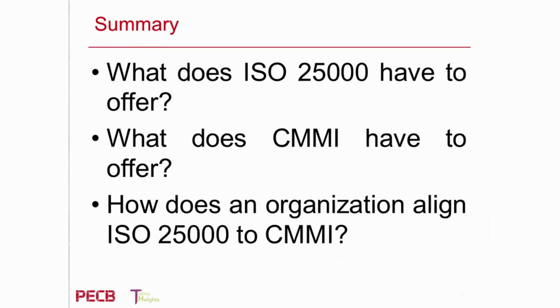So we're going to explore what ISO 25000 has to offer. What does CMMI also have to offer? CMMI means Capability Maturity Model for software. And how can an organization align both 25000 and CMMI to be able to generate excellent benefits for their business? That is what we need to look at, and that's what we truly need to understand within the context of this webinar.